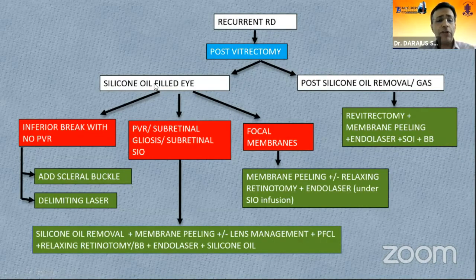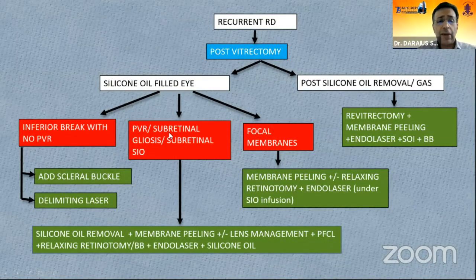But if we have a silicone oil filled eye, then there are certain options we have. So if there's only an inferior break with no PVR, we can just add a scleral buckle, or if it is peripheral, we can add a laser. If they are focal membranes, like we discussed, then you can do membrane peeling under oil or a tiny relaxing retinotomy, which Dr. Dilraj said, for the localized area.